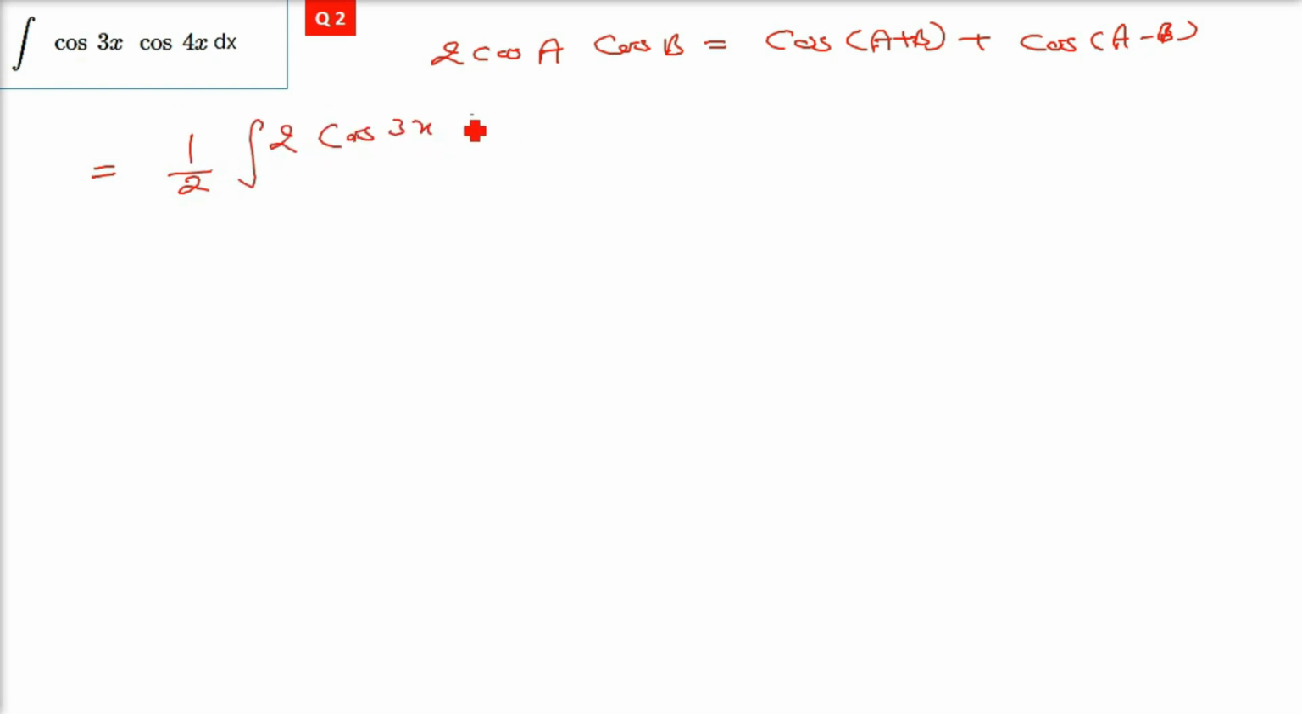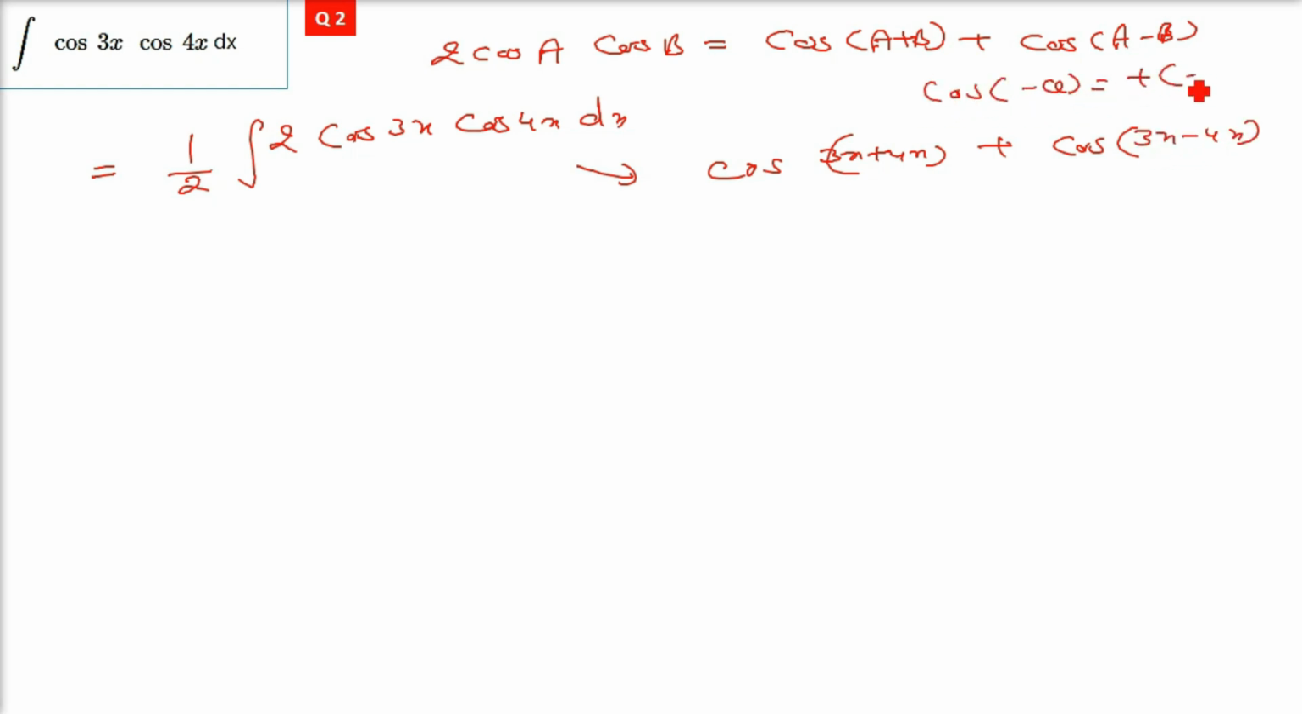We have 2 cos 3x cos 4x dx. Now let us use this formula, cos A plus B plus cos A minus B. It will be cos A plus B, that is 3x plus 4x. Then we have plus cos A minus B, 3x minus 4x. So I'm writing cos 7x here. Cos 3x minus 4x is cos minus x, and cos minus theta is plus cos theta. So this is going to be cos x only.